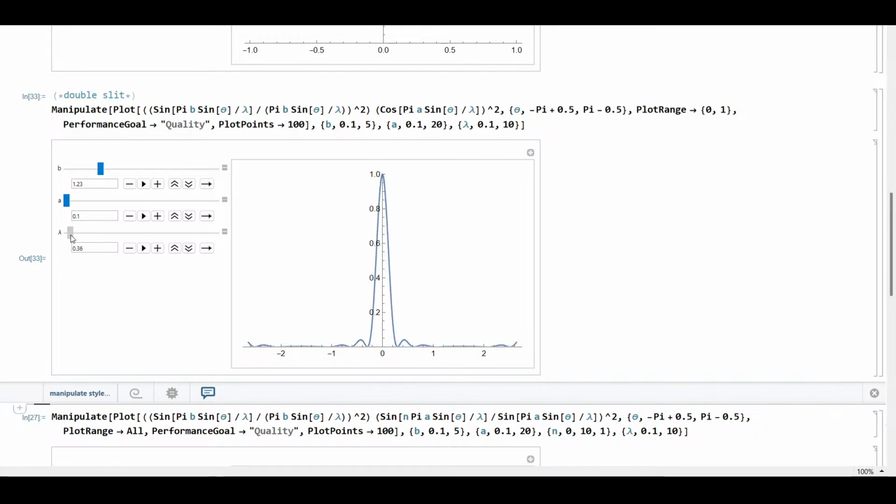Now let me increase the wavelength. It will become broader and broader. Let's keep it here. Now notice what happens when I increase the slit separation. See, the pattern becomes narrower and narrower, and these additional fringes start appearing. See these finer additional fringes from Young's double slit interference. When I increase the slit separation, the spacing between the interference fringes reduces. As a result, you see more of these interference fringes within that diffraction peak.